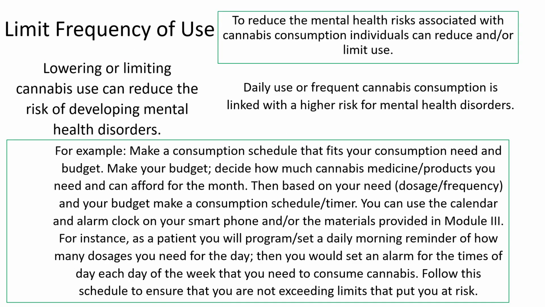To reduce the mental health risk associated with cannabis consumption, individuals can reduce and/or limit use. Lowering or limiting cannabis use can reduce the risk of developing these disorders. For example, make a consumption schedule that fits your consumption need and budget. Make your budget, decide how much cannabis medicine or products you need and can afford for the month. Then based on your need, dosage and frequency, and your budget, make a consumption schedule or timer. You can use the calendar and alarm clock on your smartphone and/or the materials provided in Module 3.